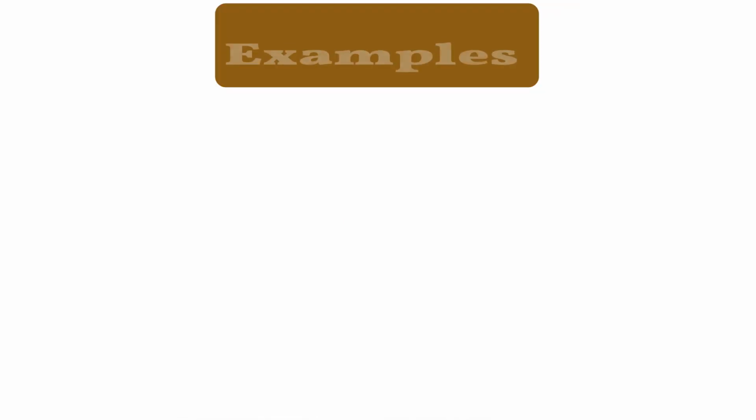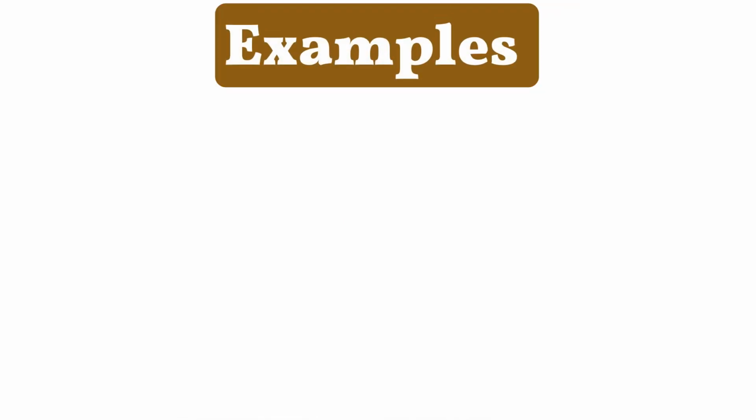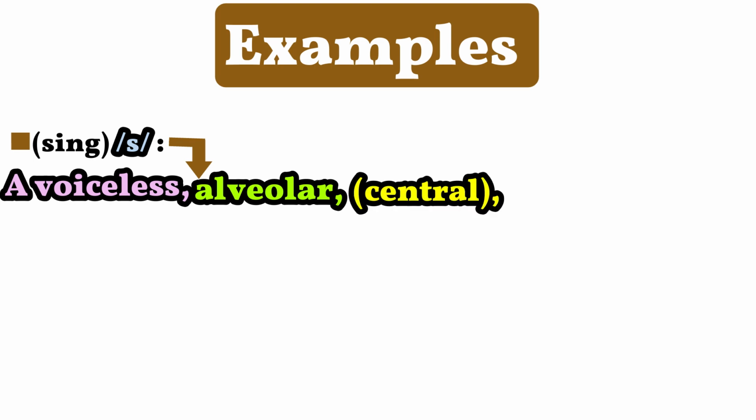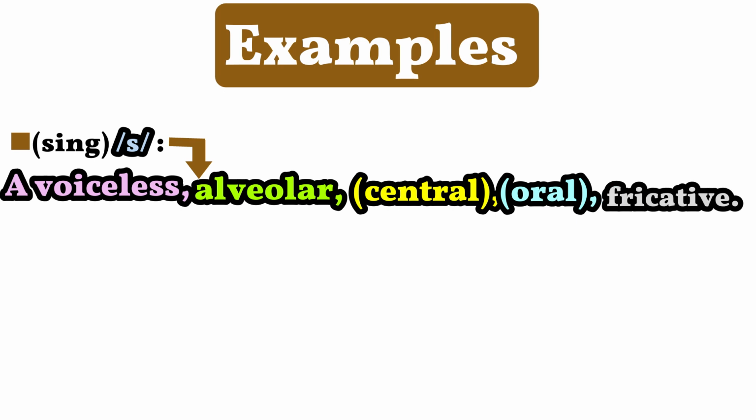Okay. Now look at this example. The word is sing. So s. If we talk about s as a consonant, as a sound, of course it is voiceless. It is an alveolar, and that's the place of articulation. The tip of the tongue touches the alveolar ridge. It is central, at the center. It is also oral, not through the nasal cavity. And there is a friction, it is fricative.